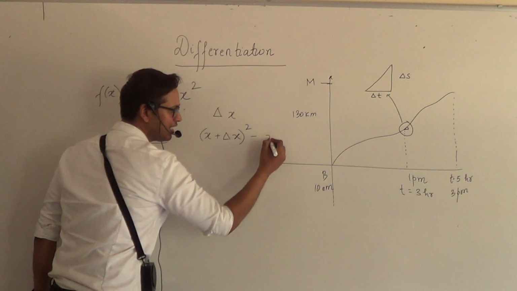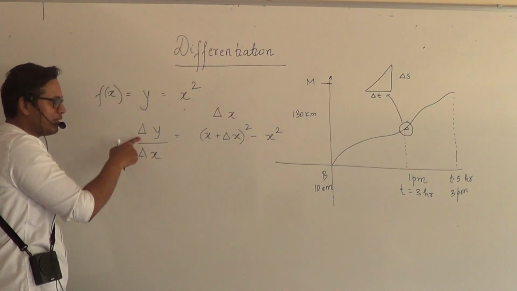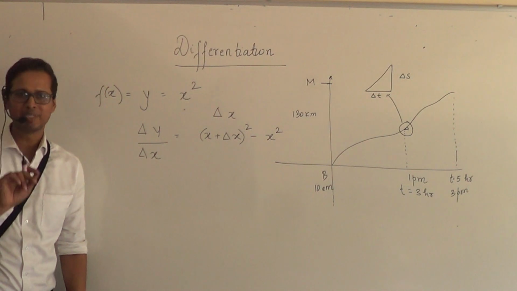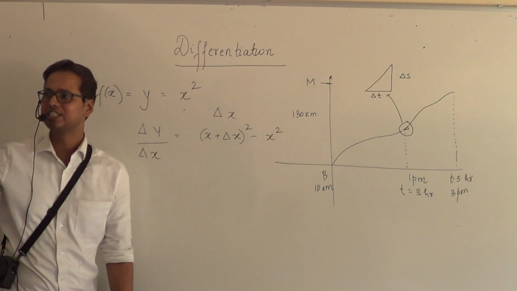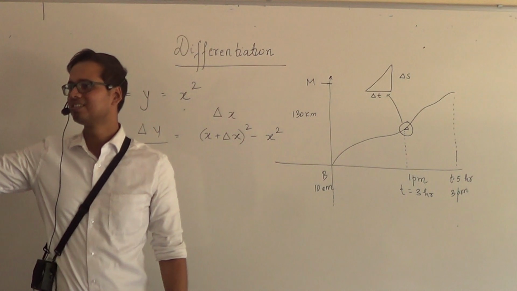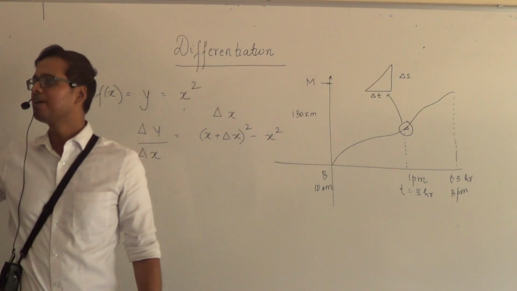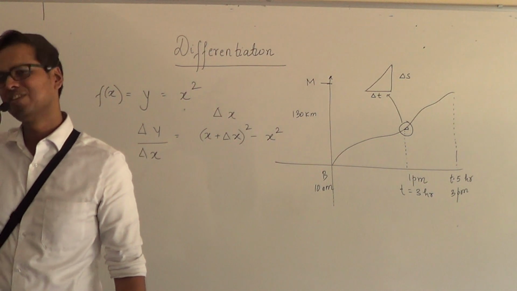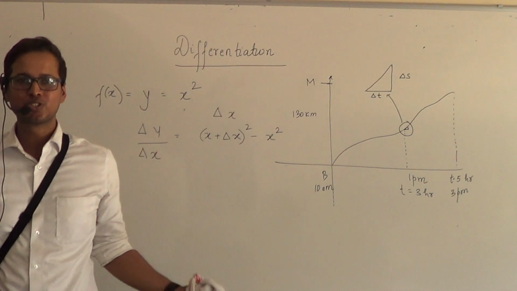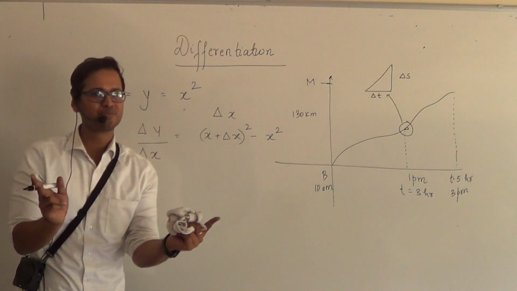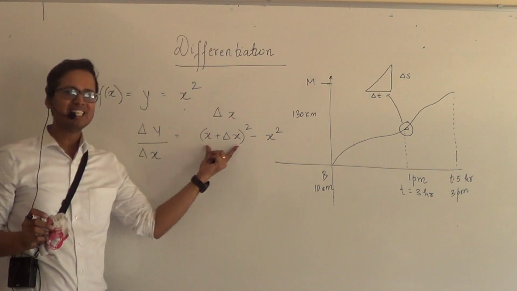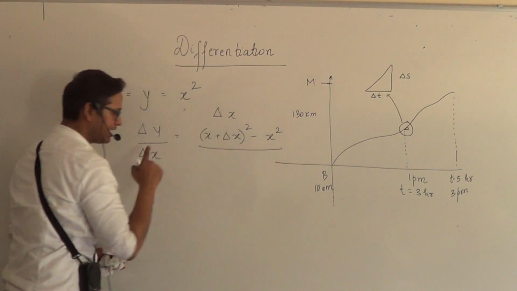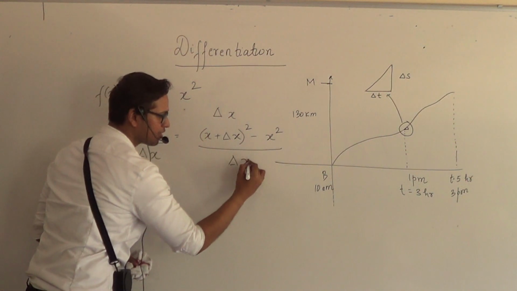Minus the initial output x square, that will be your delta y. Yes or no? Everybody understands at this stage? Initially your y was x square, and when your input became x plus delta x, what will your output be? Let's say x plus delta x whole square. So what will be the change in the output? Final minus initial, divided by delta x.